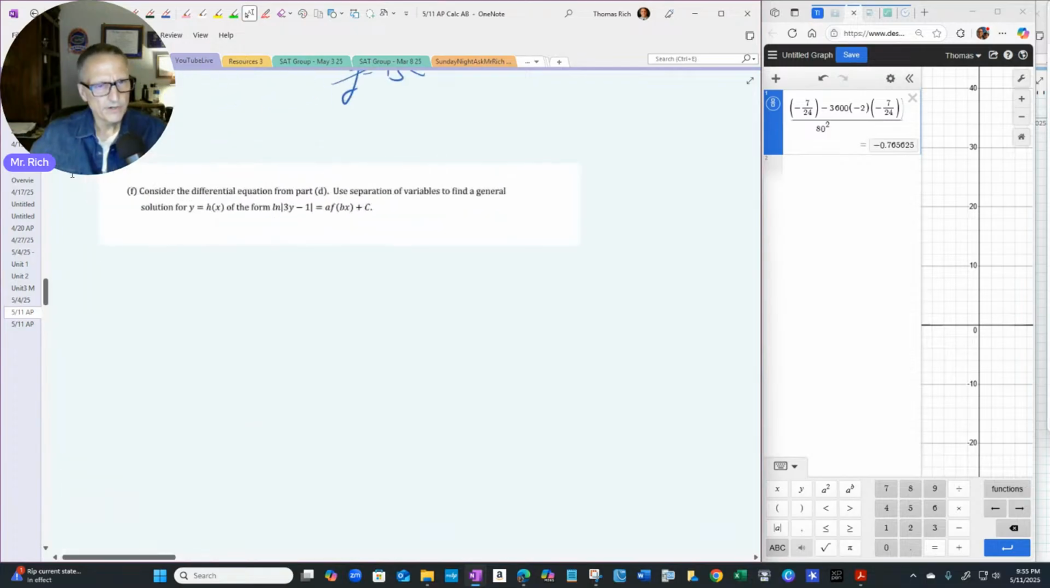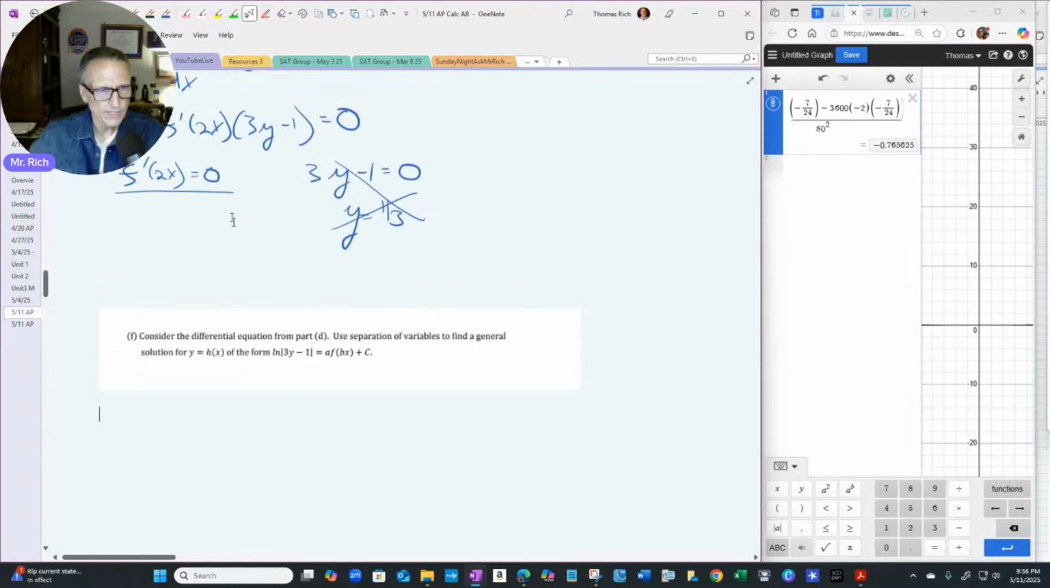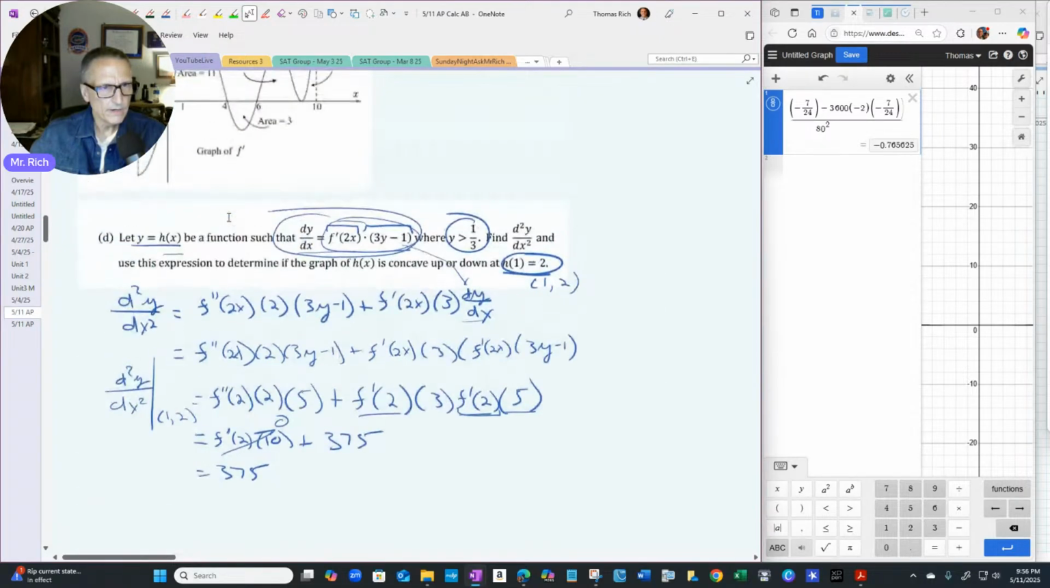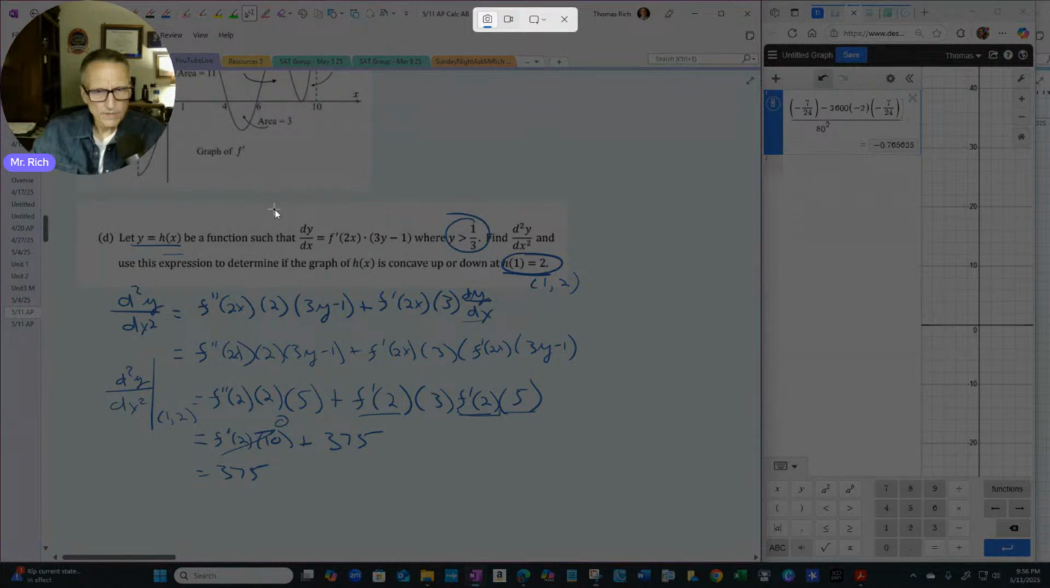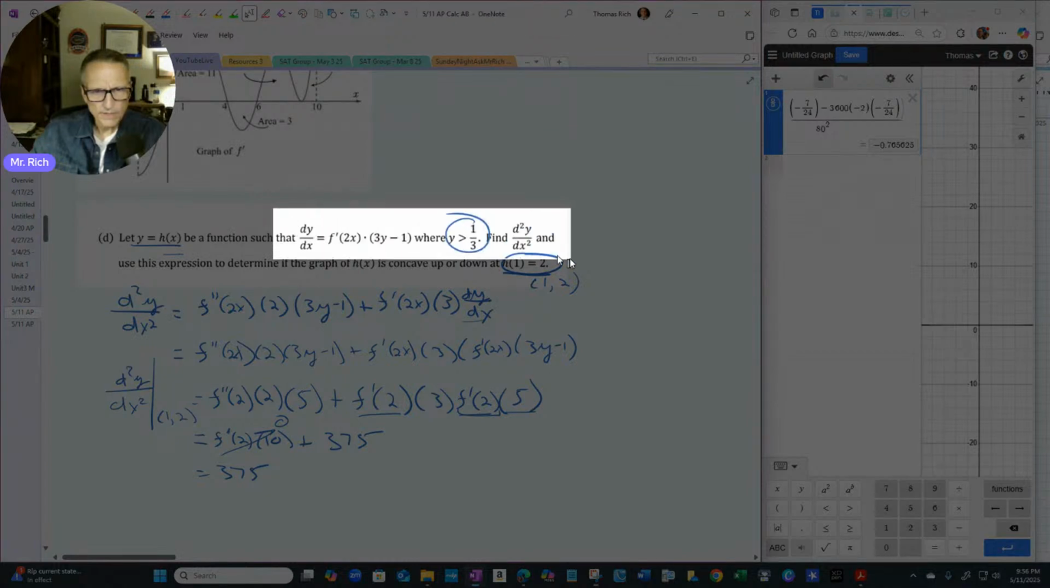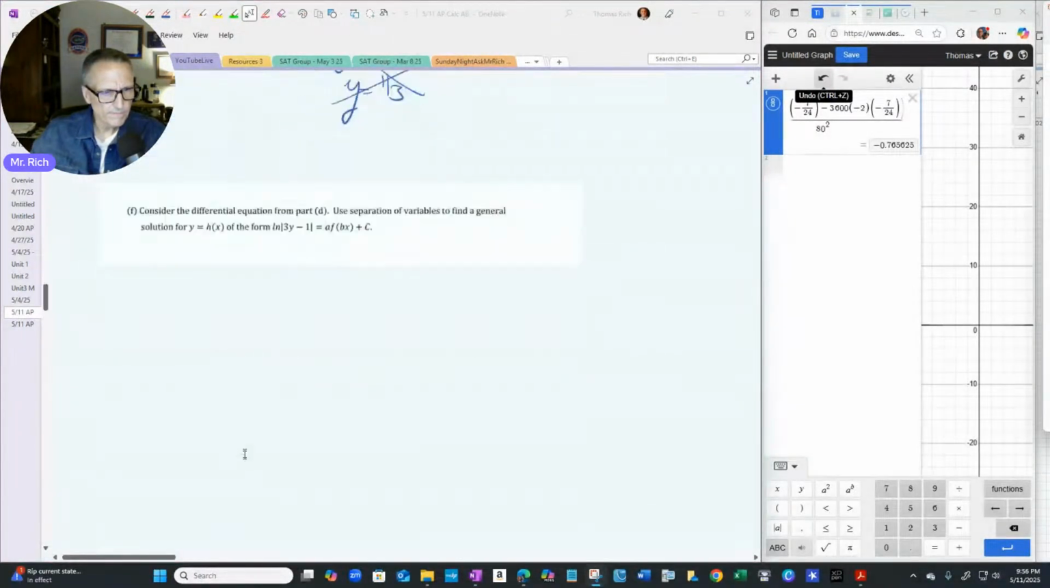So this says, consider the differential equation from part D. Use separation of variables to find a general solution of the form natural log of 3y minus 1 equals a times f of b. Okay, so we need to go back up to part D. We want to get this one, so let's see if we can knock it out. Let's just grab this and bring it down here.